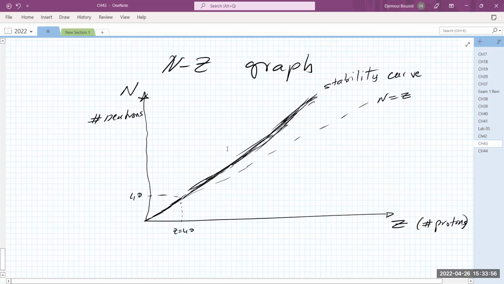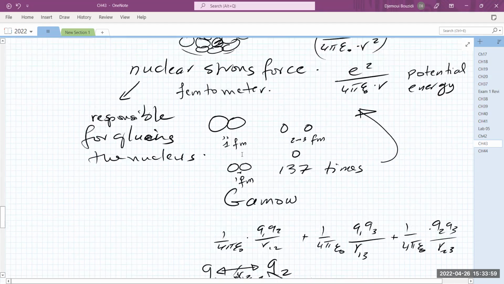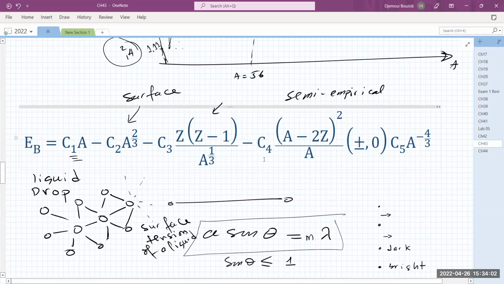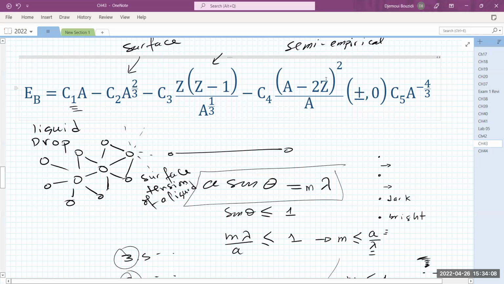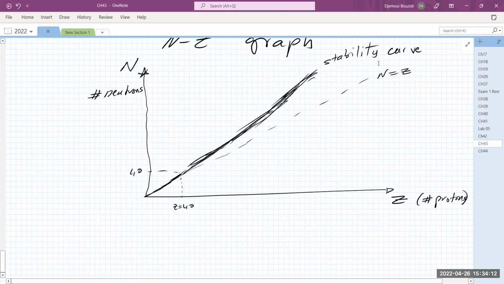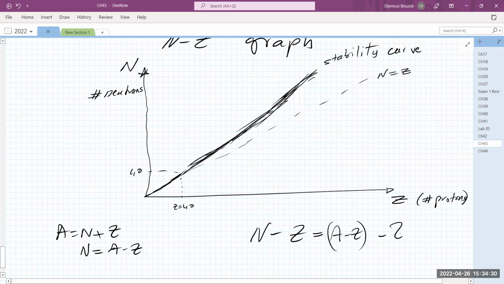So what's going on in here? For low mass numbers, for low Z numbers, first of all, this term in here is N minus Z, so that you can see, because A is equal to N plus Z, just move N and write it as A minus Z. So in this case, N minus Z, the difference between the protons and neutrons, is exactly A minus Z minus this Z. So it's A minus 2Z. So this is basically the difference between the protons and neutrons.